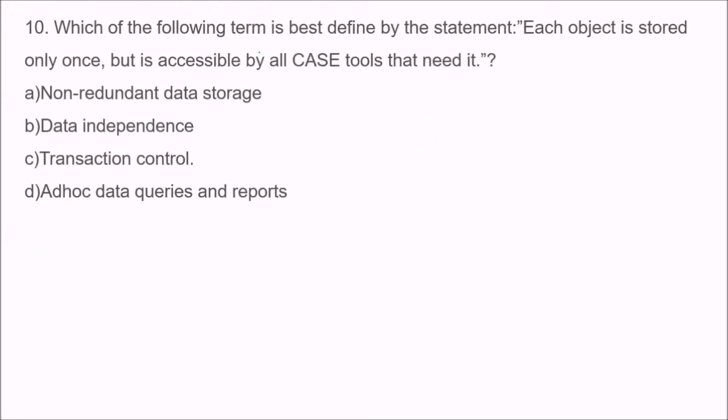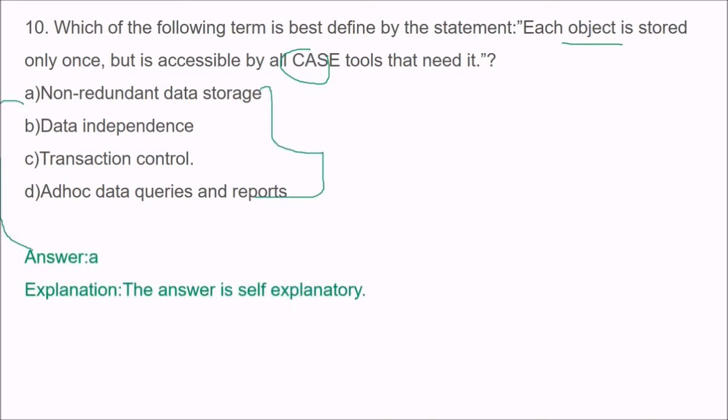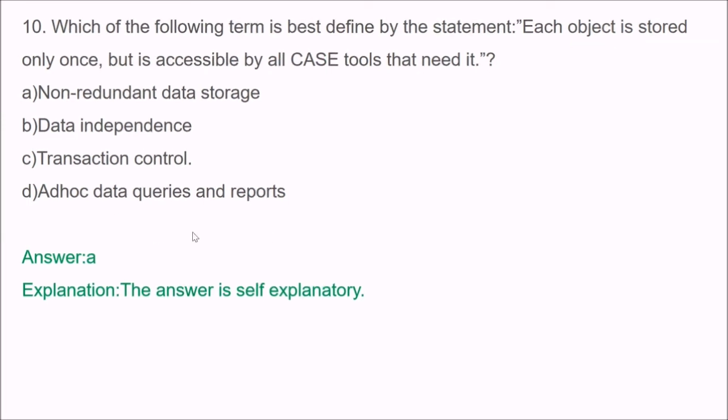Next is, which of the following terms is best defined by the statement? Each object is stored only once but is accessible by all CASE tools that need it. What is the answer? The answer is non-redundant data storage, a dictionary type of thing, data dictionary. Here, each object is stored only once but is accessible by all CASE tools that need it.